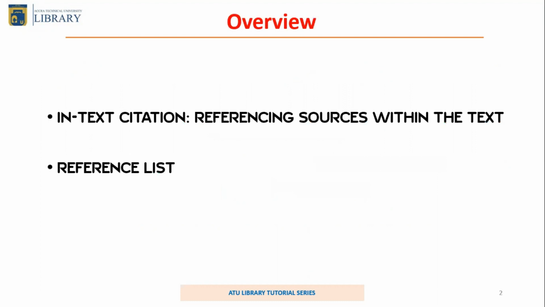In this tutorial, we are going to cover two major things. One, the in-text citation, that is referencing sources within the text. And we are going to discuss the reference list. Note that all topics or all points to be discussed over here are strictly based on the APA style, that is the American Psychological Association. And note that it is the 7th edition.